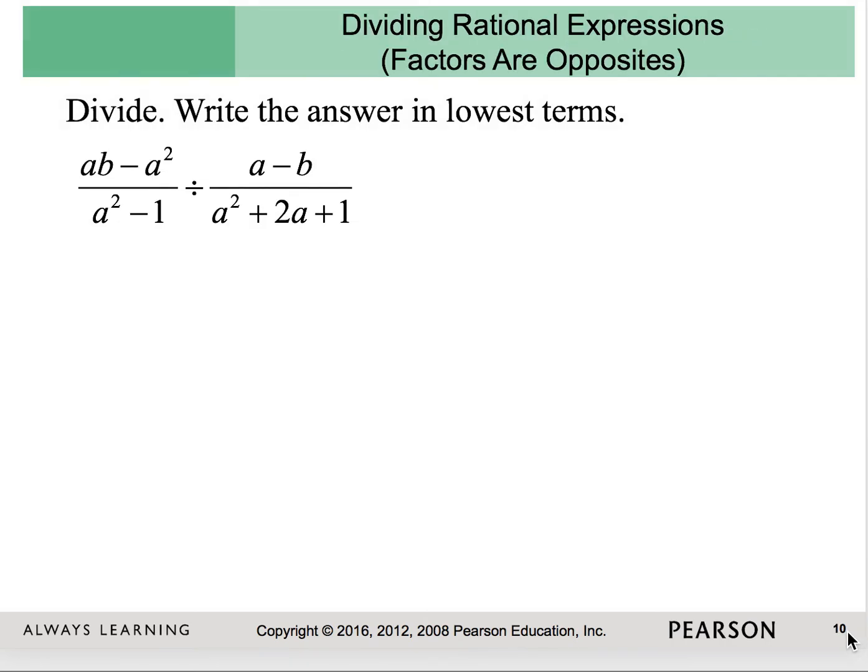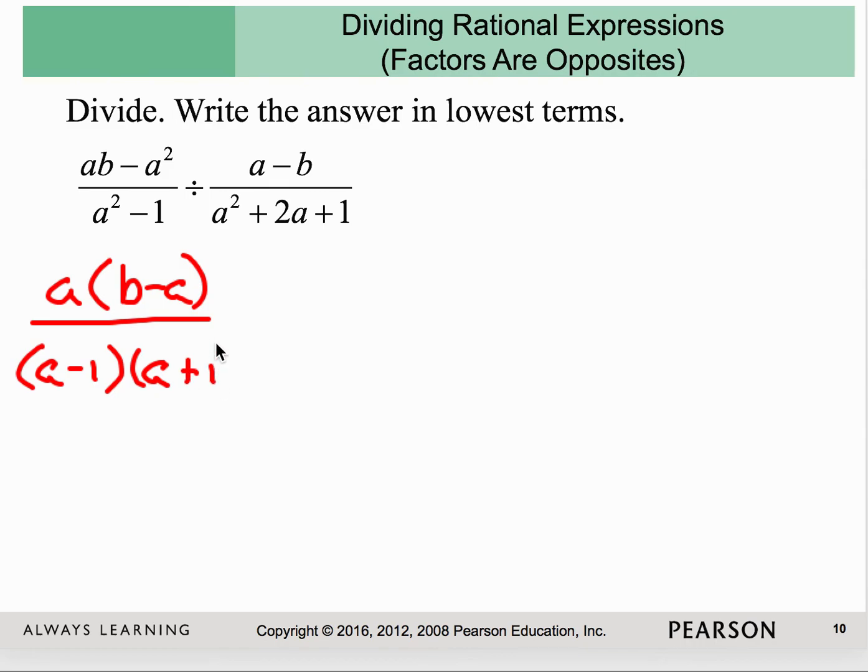One more. Okay, so here I can factor out an a. That leaves b minus a. The bottom is the difference of squares, so it's a minus 1, a plus 1. So you copy, dot. Now I'm going to flip.